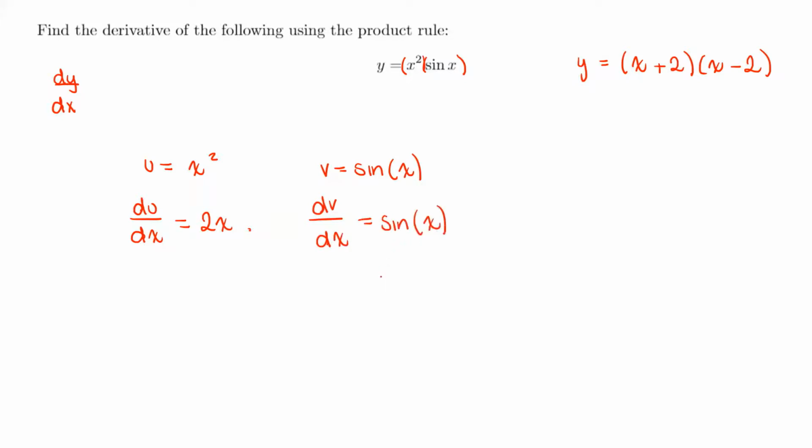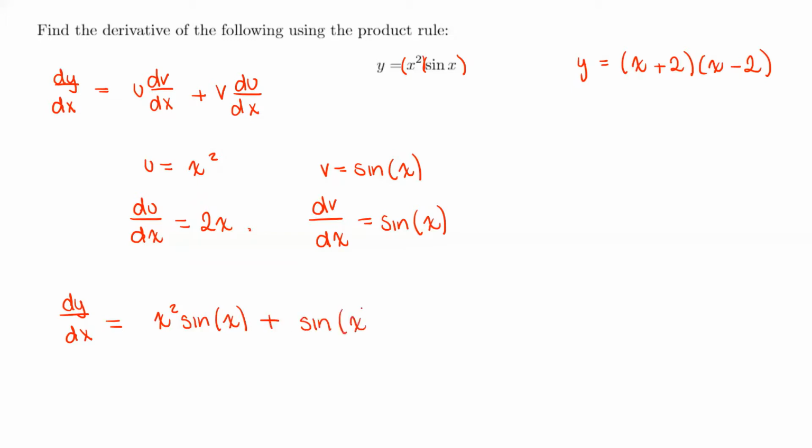Now the next step is substituting in u, v, du dx and dv dx into the product rule formula, which is given by u multiplied by dv dx plus v multiplied by du dx. If we substitute in each of these into the formula, what we'll get is dy dx is equal to u, which is x squared, multiplied by sine of x, which is dv dx, and then we'll have plus v, which is sine of x, multiplied by du dx, which is 2x.